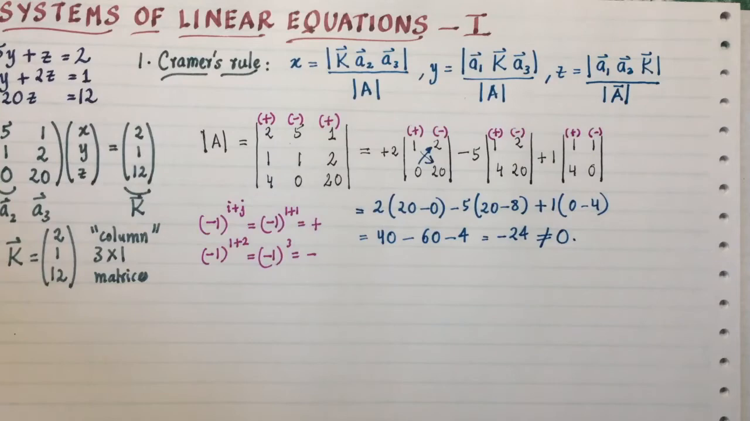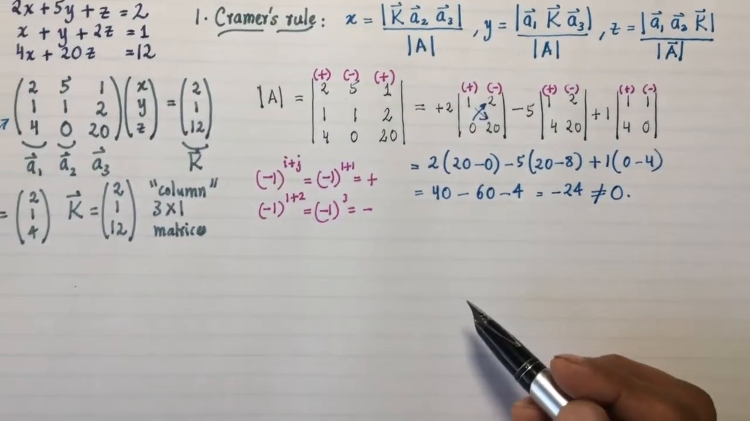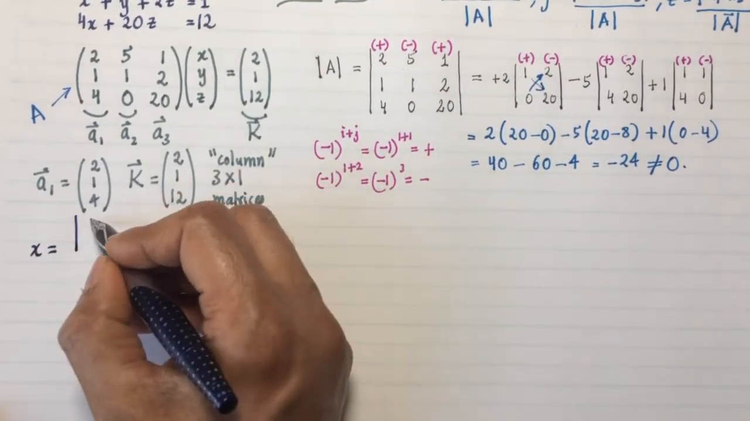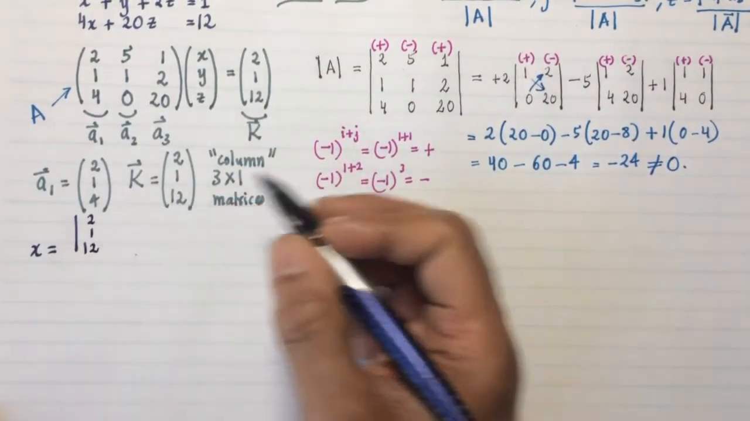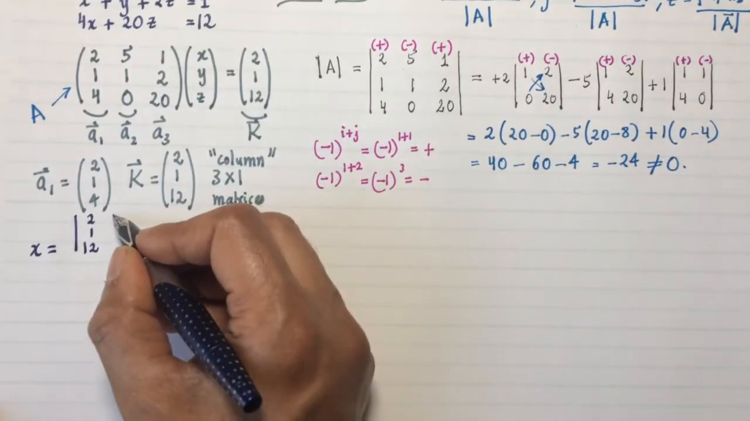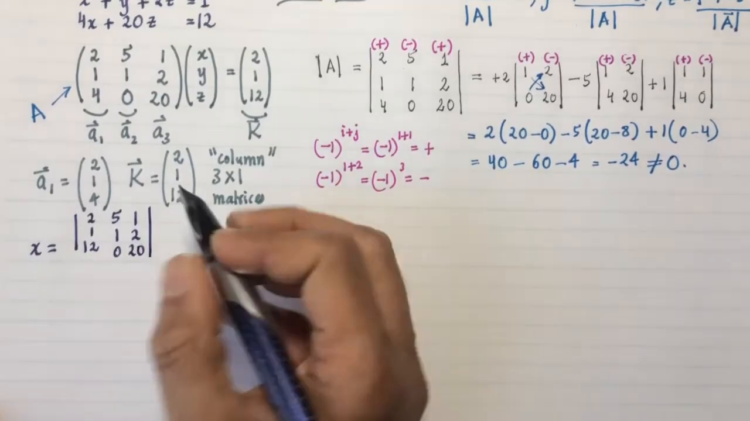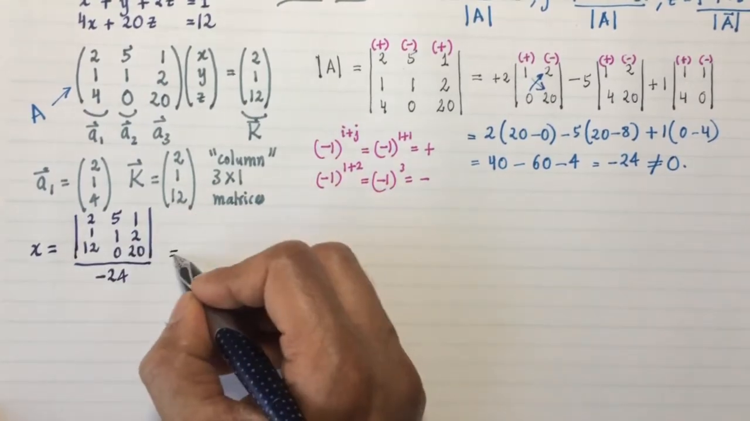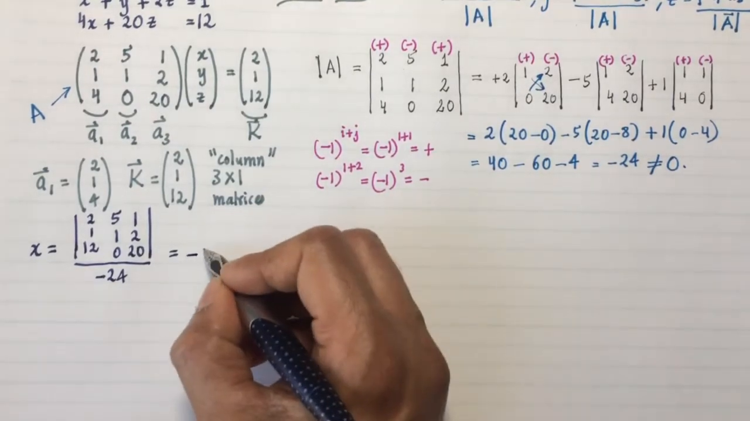So what I'm going to do next is to apply Cramer's rule exactly as written there. So I'll write the values of x, y, and z. X will be equal to the determinant of K, which is 2, 1, 12, and the rest of it remains the same, divided by the determinant of A, which we have found, which is negative 24. Now, I'm not going to show you how these are done. It's exactly the same as that. I'll just write the answer.